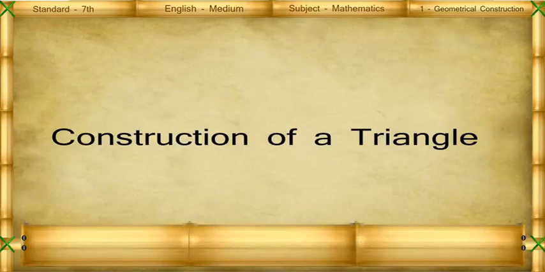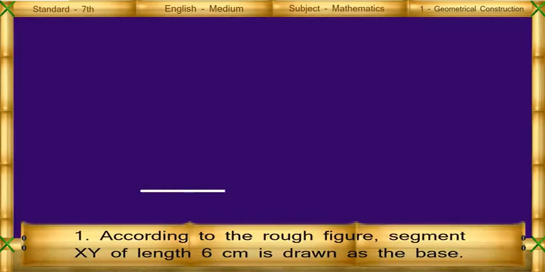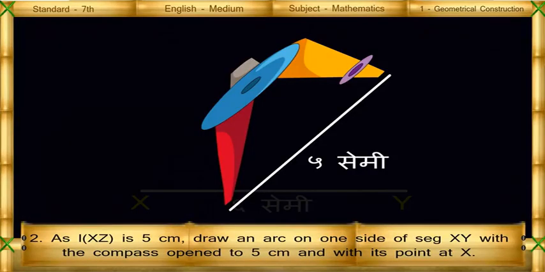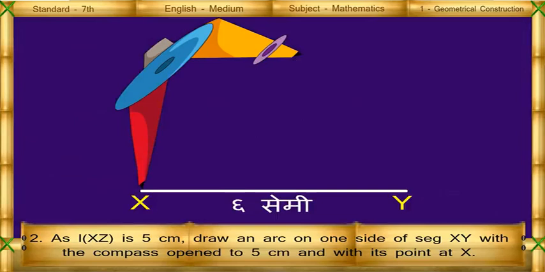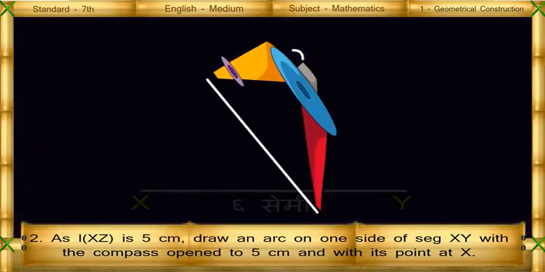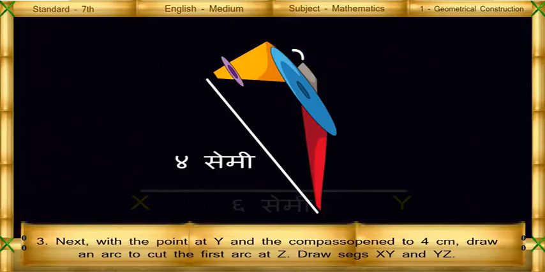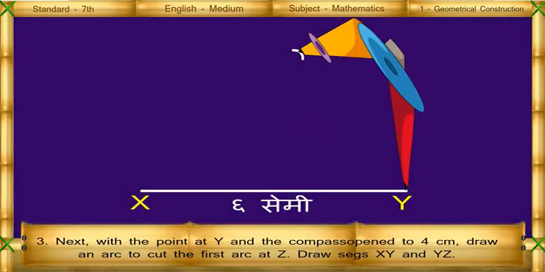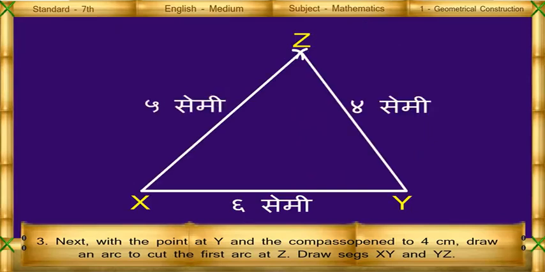Construction of a triangle. Steps. 1. According to the rough figure, segment XY of length 6 cm is drawn as the base. As length XZ is 5 cm, draw an arc on one side of segment XY with the compass open to 5 cm and with its point at X. Next, with the point at Y and the compass open to 4 cm, draw an arc to cut the first arc at Z. Draw segments XZ and YZ.